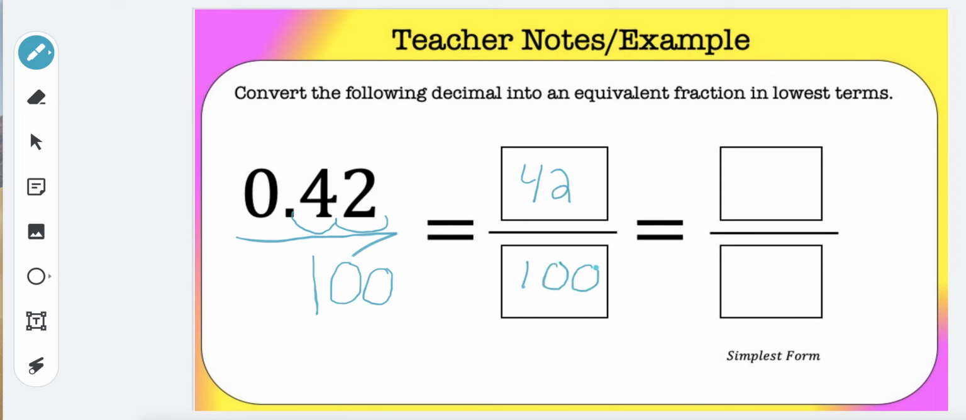Sometimes you're done, but notice 42 and 100 are both even. So we can simplify this because I know 42 and 100 have a greatest common factor of 2. When I do that, we end up with 42 divided by 2 is 21, and 100 divided by 2 is 50. So our final answer is 21/50.